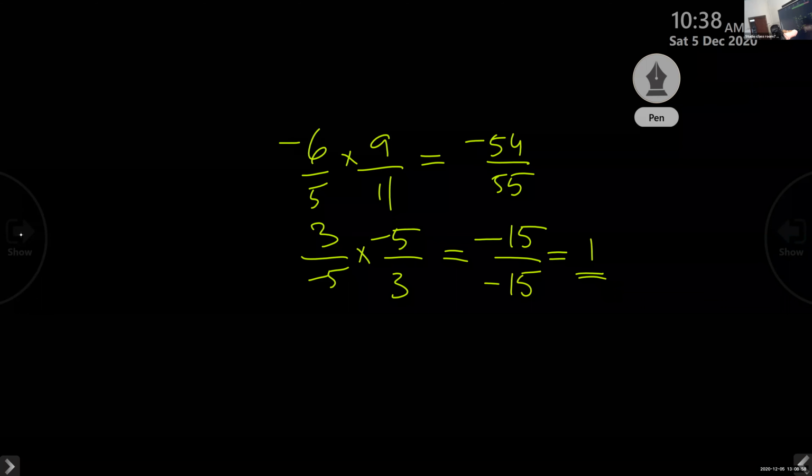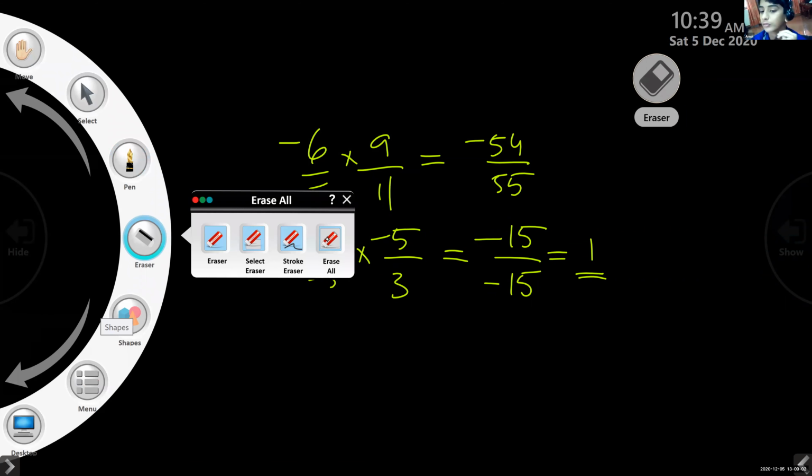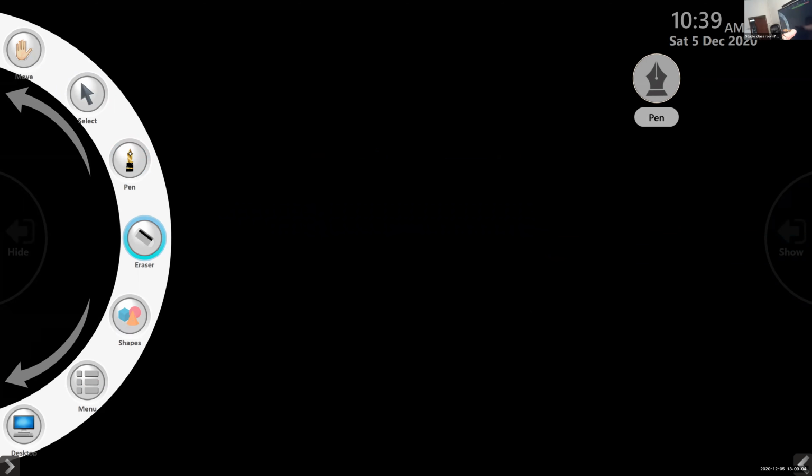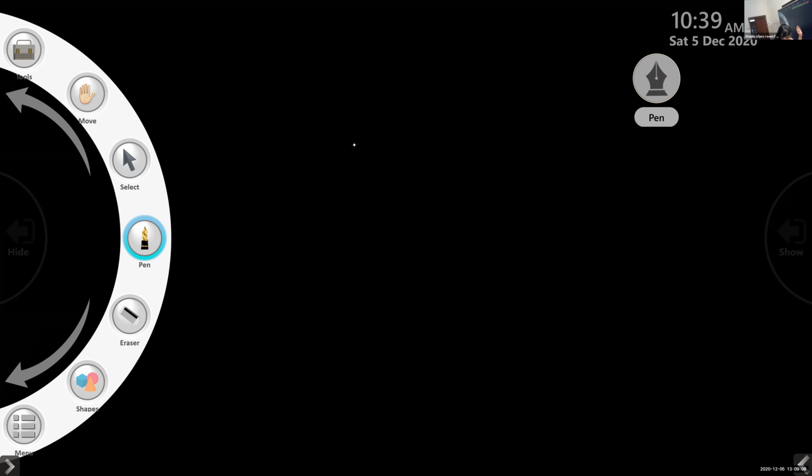Okay. Now division. You know how to divide. Just make it reciprocal. Take the reciprocal of the second fraction. One or two questions from that also we will do. Then we will finish the chapter.